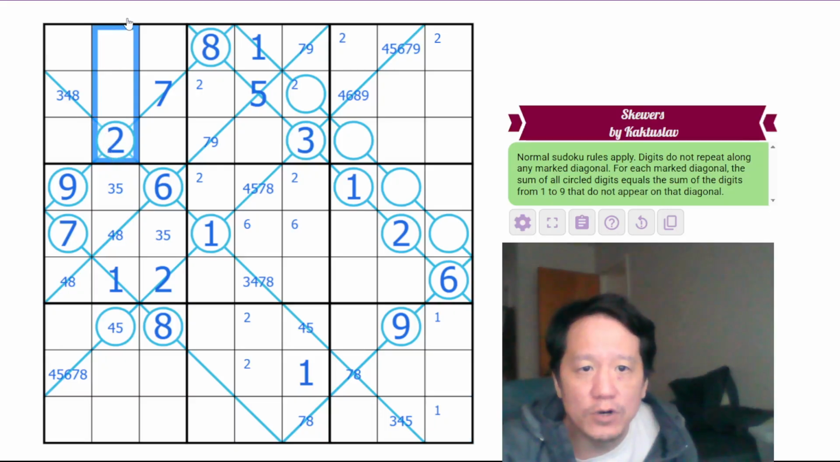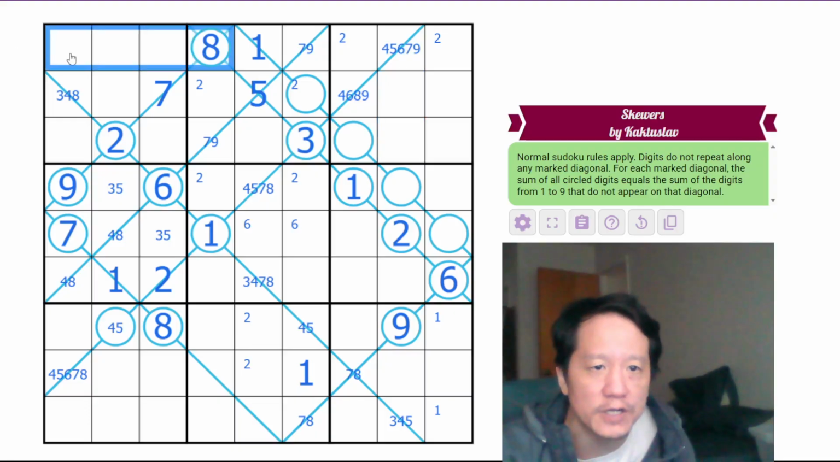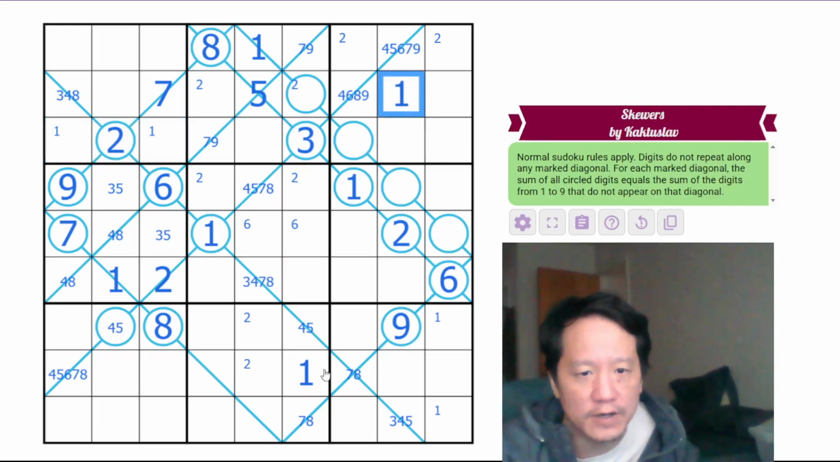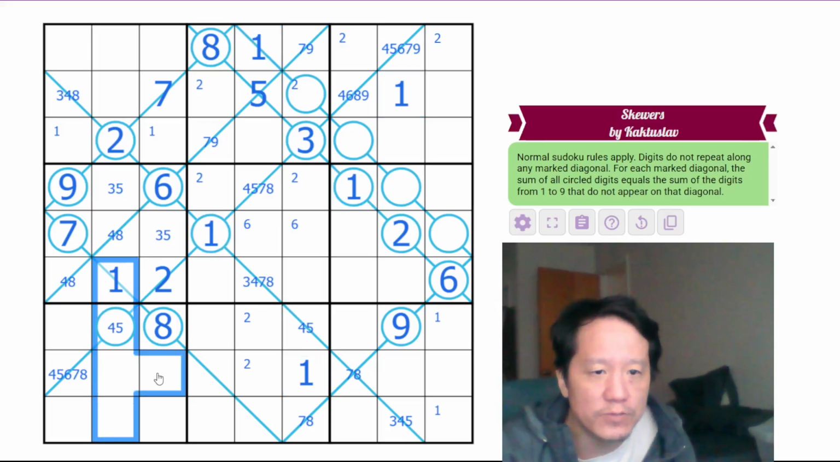Where is 1 in column 8? It must be one of these two. And where is 1 in box 1? Cannot be here or here, so it must be one of these two in column 3 and row 3, which eliminates the 1 in row 3, so this must be a 1 there. 1 cannot be here, 1 cannot be here, so 1 has to be one of these 3.